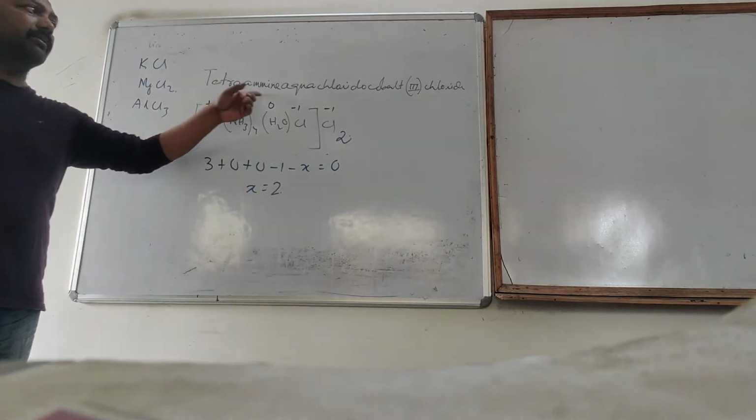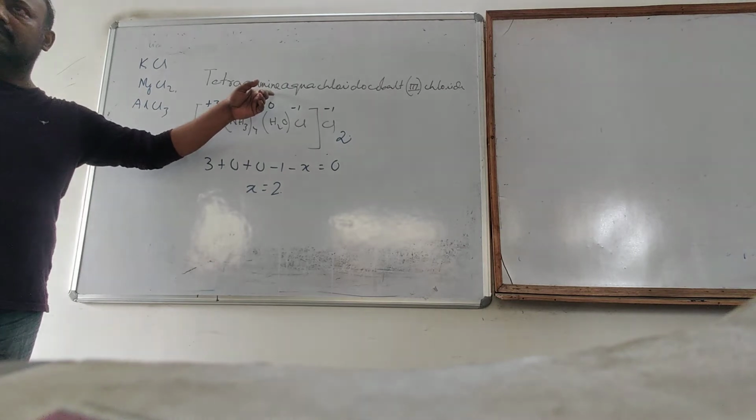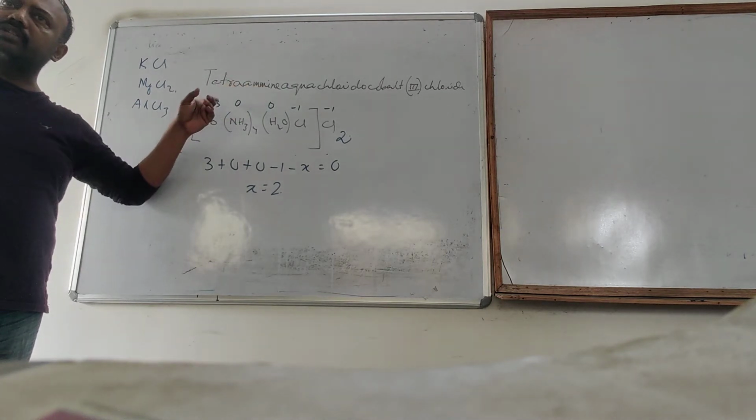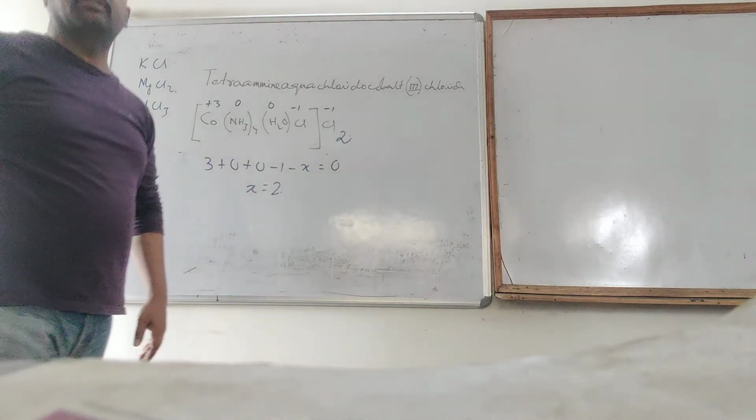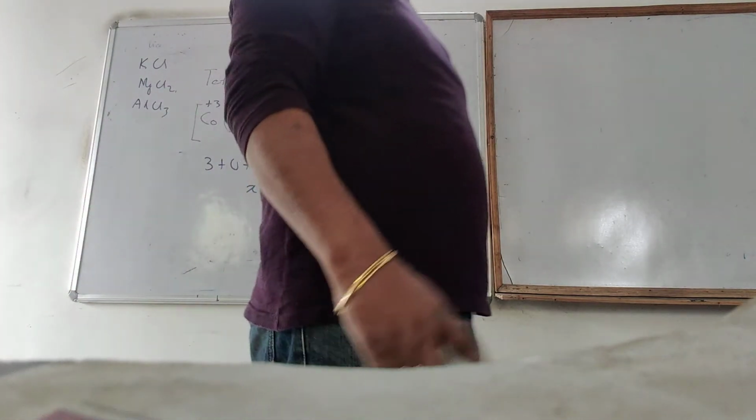Because the oxidation state of the metal is already given in the name, you already know the oxidation state. The only thing we don't know is how many chlorides will be there. That we have to find out. Let's do one, friends. Any one of them is useless to do.